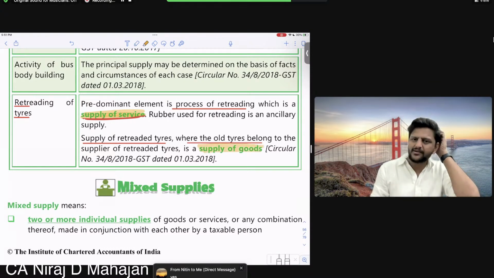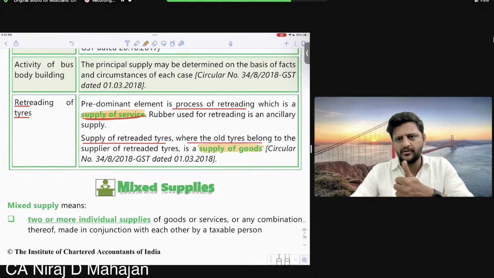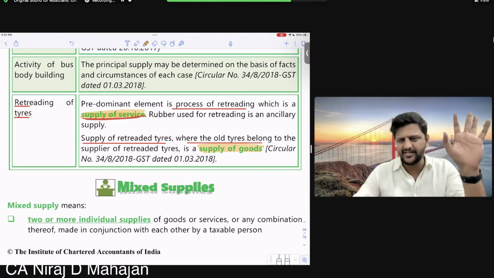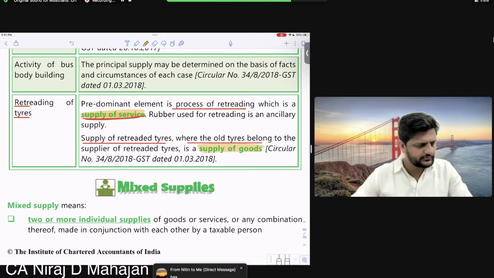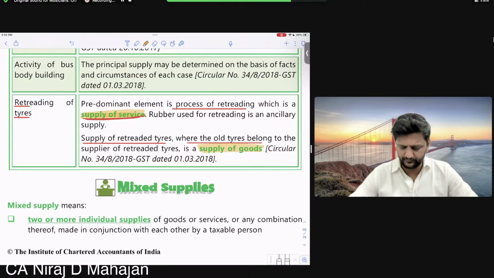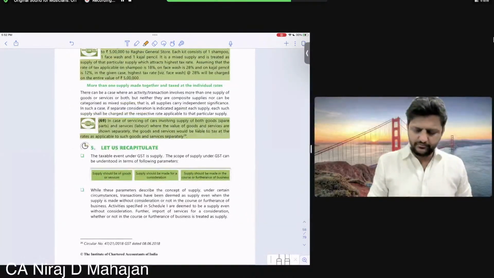Or let me take the same example. You have a laptop or mobile and you got it repaired. It is supply of service. You have a laptop or mobile, you exchanged it, and you got another laptop or mobile, it is supply of goods. Clear? All of you tell me. Understood? Okay till here? Can we go ahead, everybody? Let us finish till here at least.